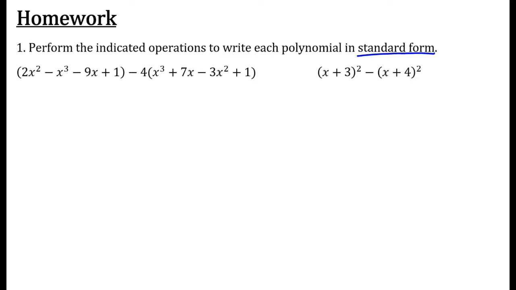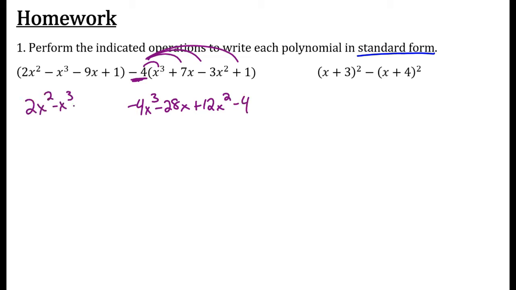So this first problem, I have this polynomial minus 4 times that one. If I think of my order of operations, multiplying comes before subtraction, so I should probably multiply. And I'm going to distribute that negative 4. We distribute in that negative 4 and get negative 4x cubed minus 28x plus 12x squared minus 4. Good. That first polynomial comes along for the ride, and I have no need for that set of parentheses anymore.